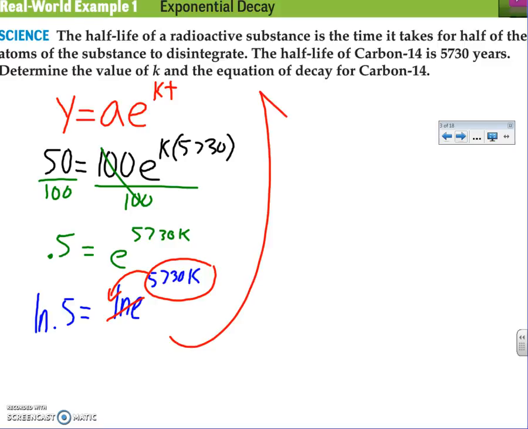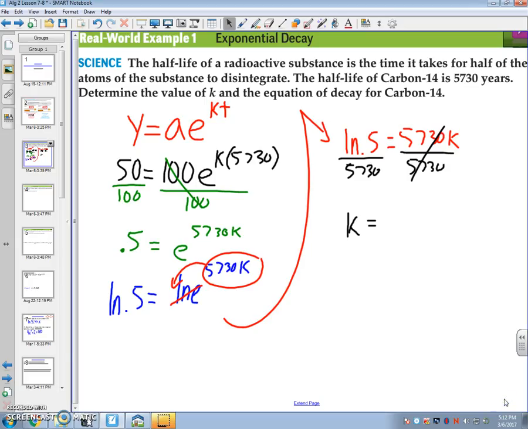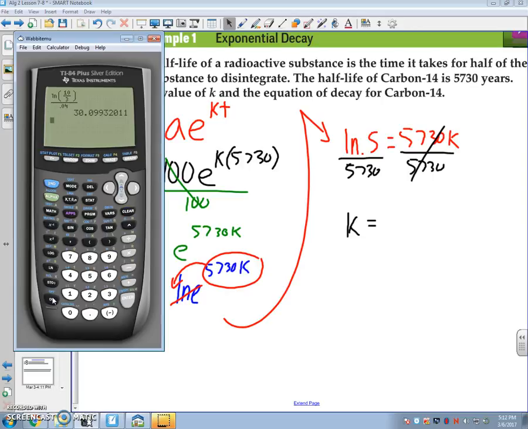So I'm at ln of 0.5 equals 5730k. All I do is divide by 5730 to get k. Now that's our exact answer, ln 0.5 over 5730, but let's just find the decimal. Now k is going to be a long decimal. k is ln of 0.5 over 5730. I get k equals that.